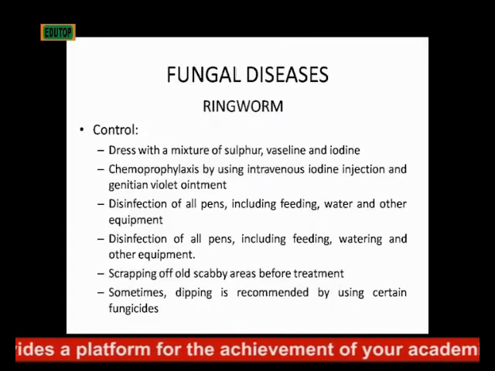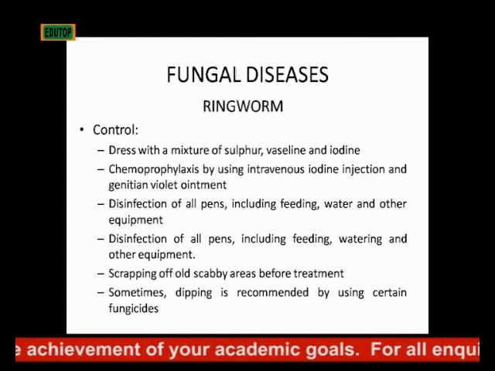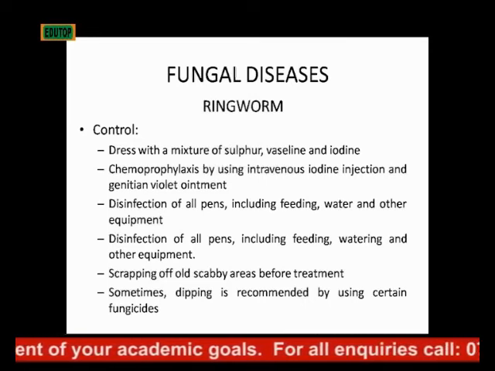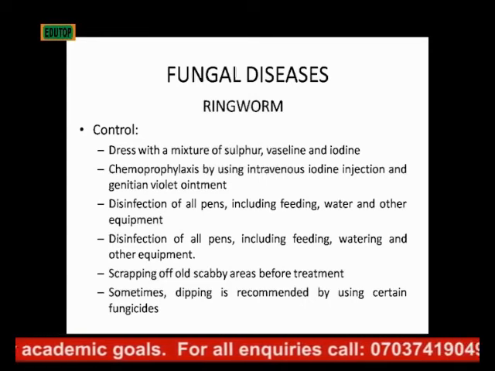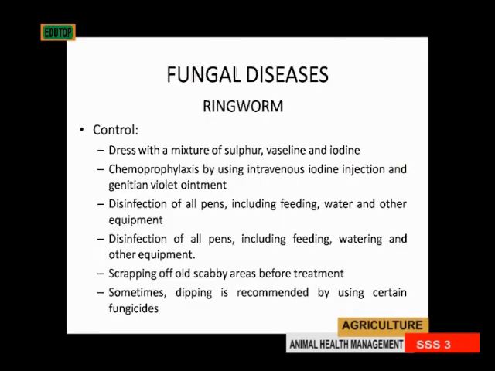You disinfect your pens, their feeding and watering troughs, and other equipment. You disinfect everything. Then another thing is that you scrape off all scaly areas before treatment. Those places where you have the ring-shaped patches, just scrape them away. Then you can now dress that place with a mixture of sulfur, Vaseline, and iodine. Sometimes you can dip the animal into a certain fungicide. That may be recommended. That's that about diseases for animals.